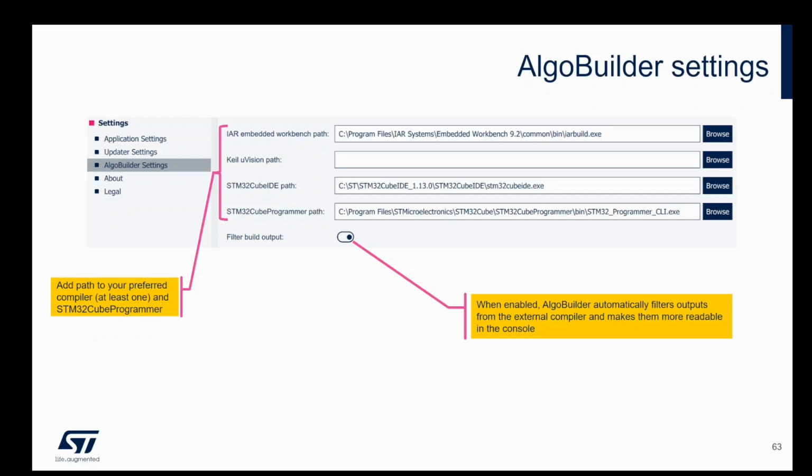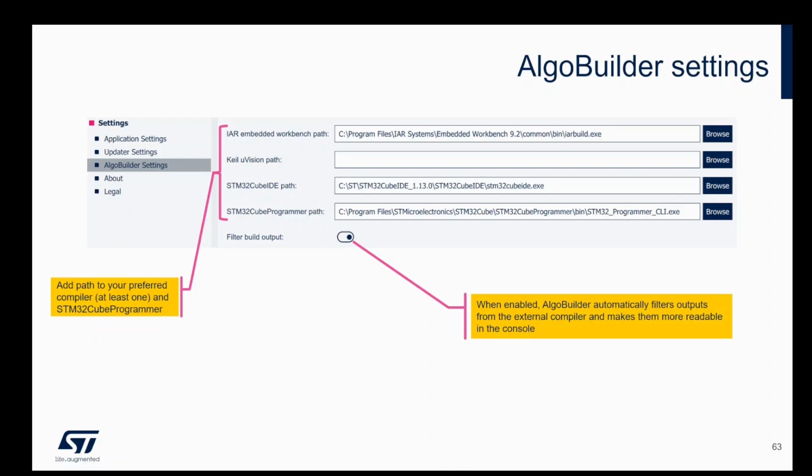So there are three options you can work with. You of course need one compiler, right? So you can pick one of these three. You can use IAR, or you can use Keil MicroVision, or you can use STM32CubeIDE. So you need to specify the path as to where this compiler is on your machine. And then of course you will need an STM32CubeProgrammer. That's how you would download your decision tree or your embedded firmware to the microcontroller.